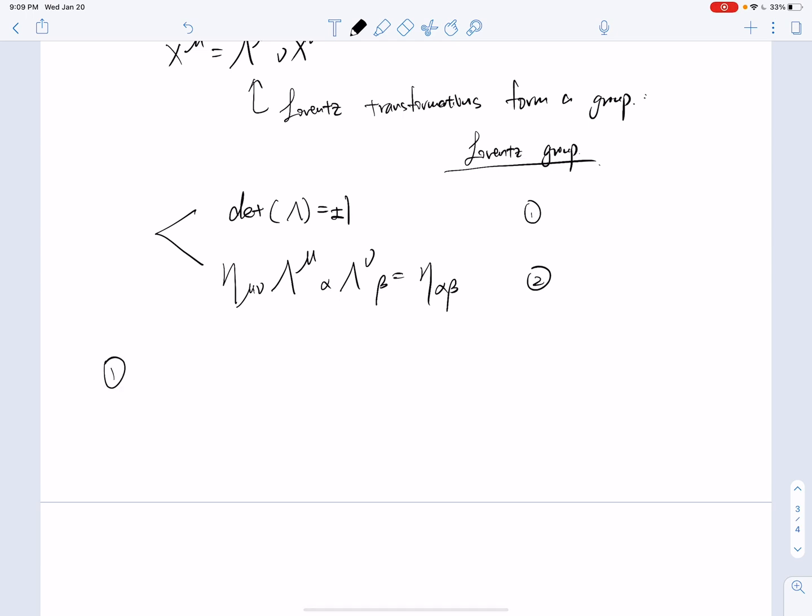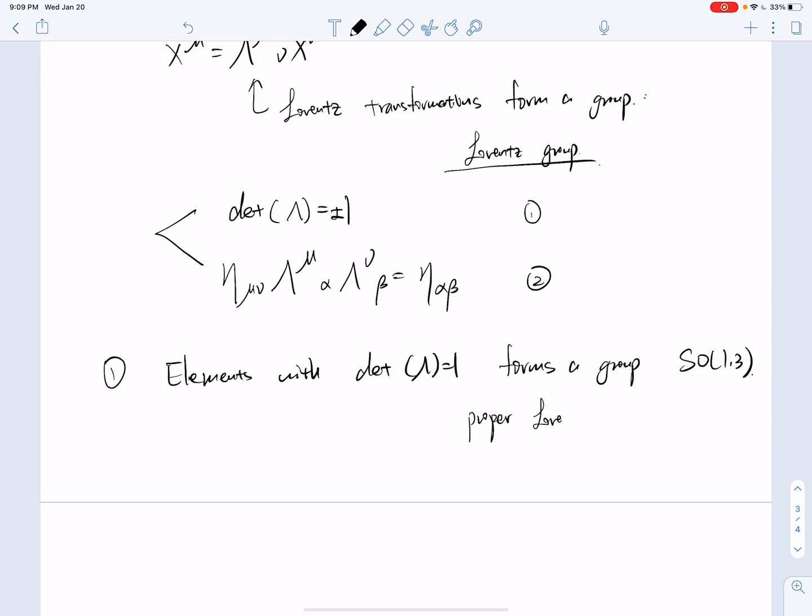Now from property 1, we can see that there are elements with determinant 1 and elements with determinant minus 1. The elements with determinant equal to 1 form a group, which of course is a subgroup of the full Lorentz group, and is called SO(1,3). The English name is the proper Lorentz group.